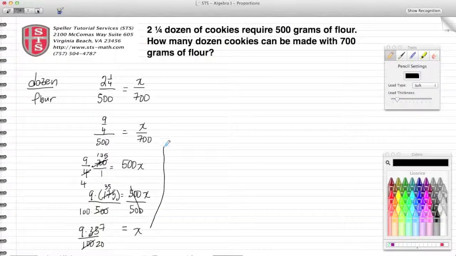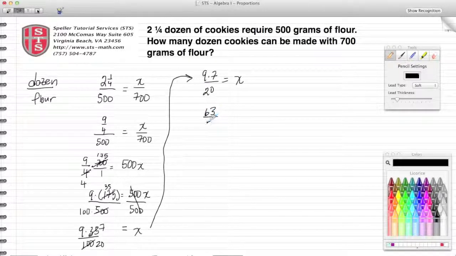So I'm going to continue up here at the top. So I'm left with 9 times 7 over 20 is equal to X. Well, 9 times 7 is 63. Keep my denominator. And here I see that 20 goes into 63 3 times, leaving a remainder of 3, and I keep my denominator of 20. So I see that I can make 3 3/20 of a dozen if I had 700 grams of flour.